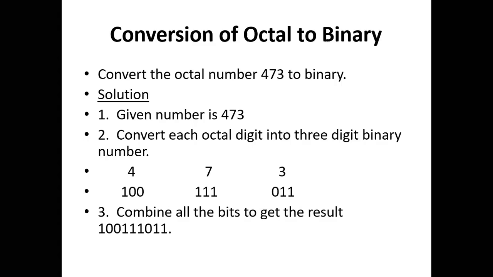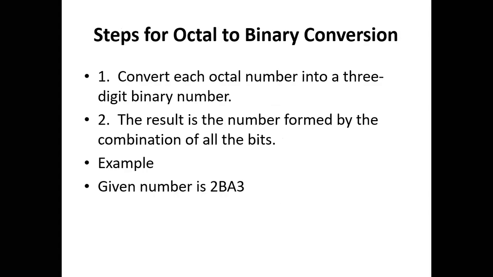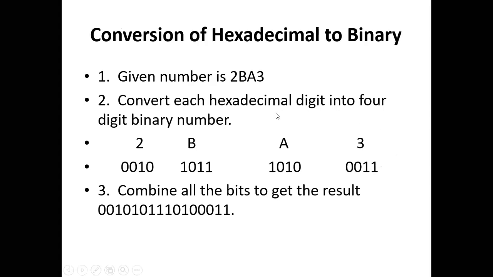Now, converting from base 16. If you have a number in base 16, hexadecimal, and you want to convert to binary, what you do is convert each of these digits into a 4-digit binary number. Why 4-digit? The highest digit in hexadecimal uses 4 binary digits. So for each of them, you put them into a 4-digit binary number.